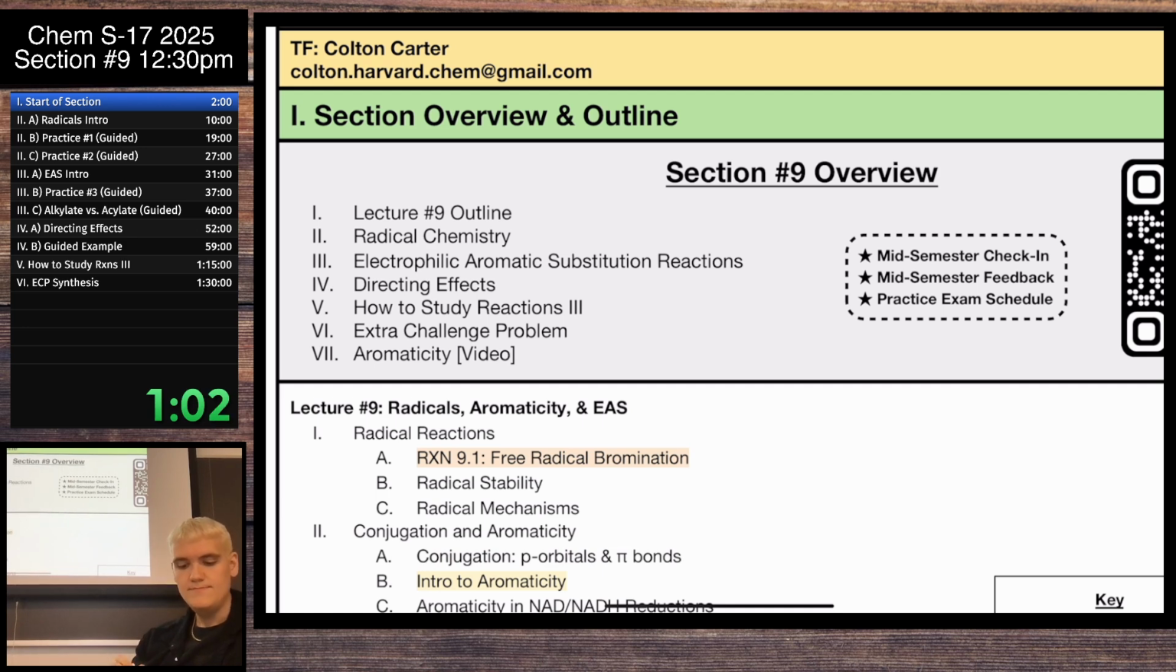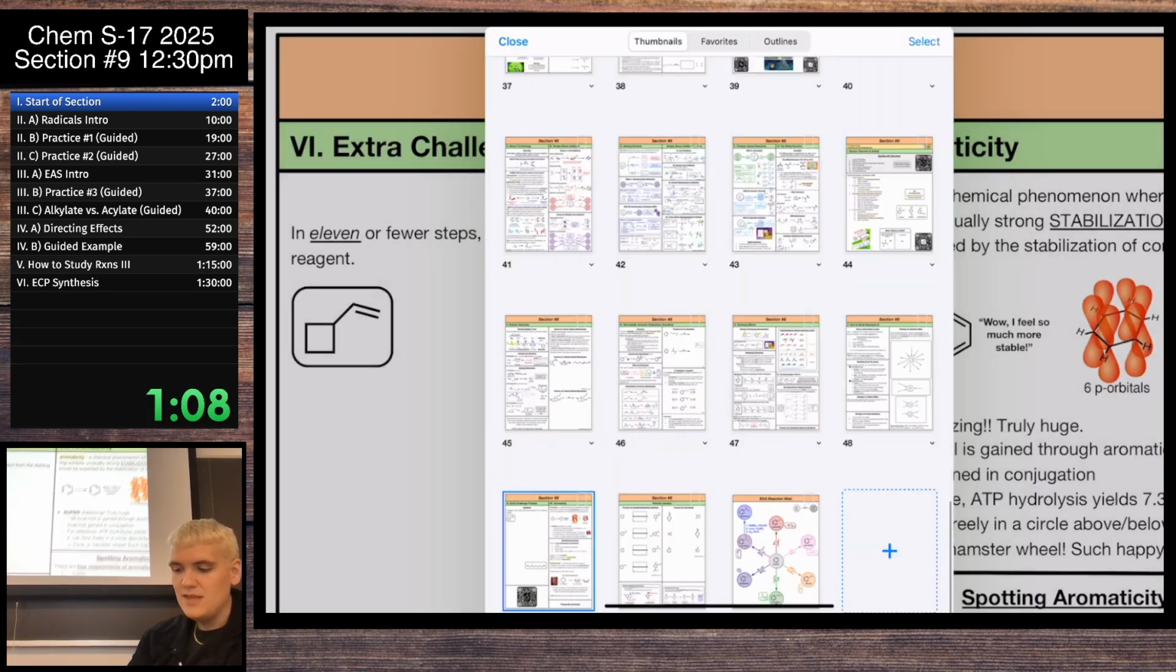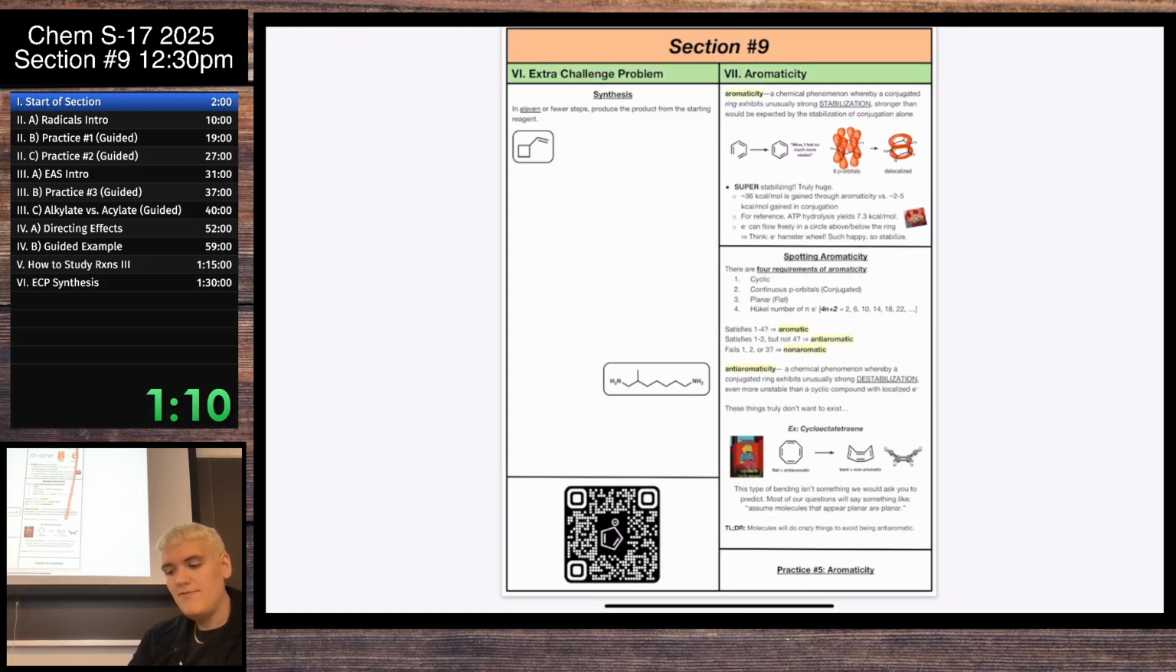One topic I did not have enough time to cram into section today is aromaticity. So just a little brief recap of aromaticity and working through some examples. I've made a YouTube supplemental video. So you can scan this QR code and there'll be like a 10 to 12 minute video that goes over aromaticity.